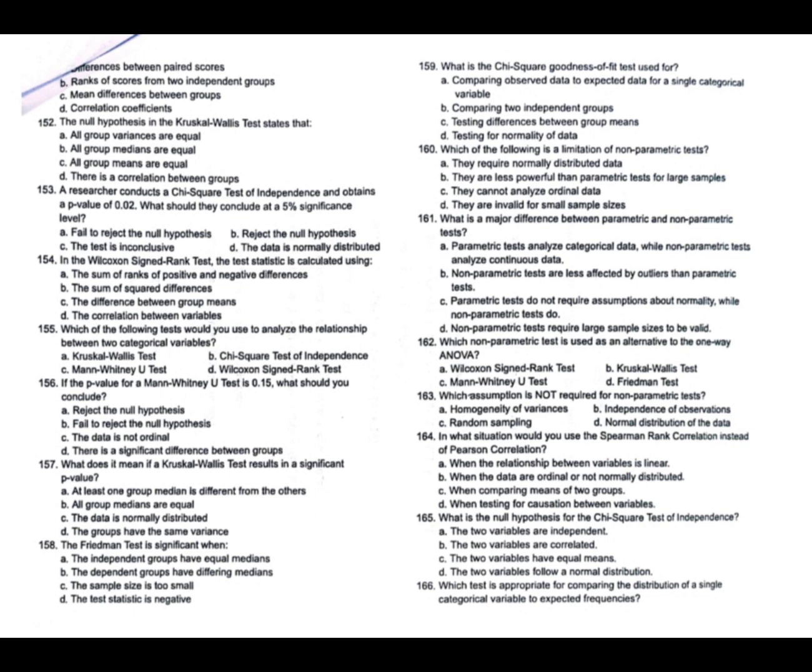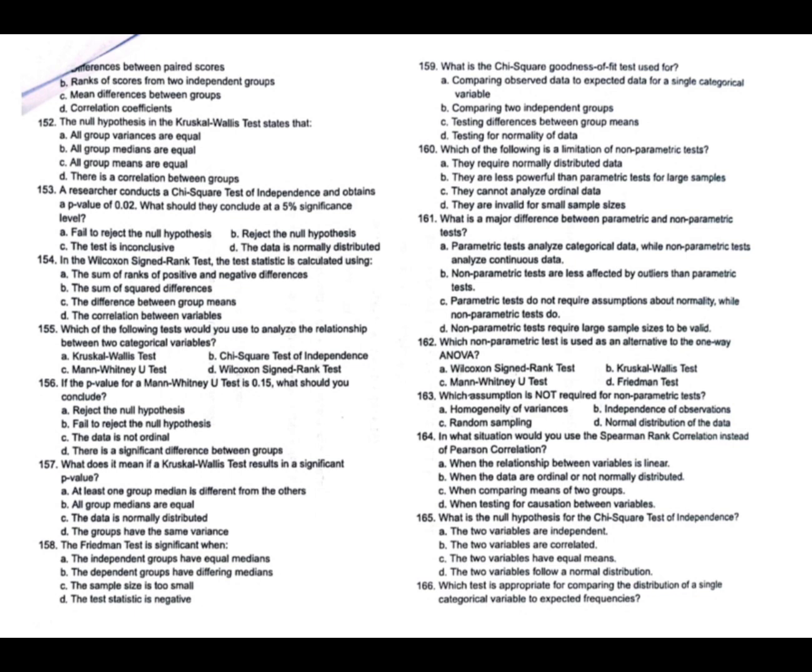So the answer is non-parametric tests are less affected by outliers than parametric tests. Letter B. Which of the non-parametric tests is used as an alternative to the one-way ANOVA? So the alternative for one-way ANOVA is the Kruskal-Wallis test. 136. Which assumption is not required for non-parametric tests? So the answer is C.